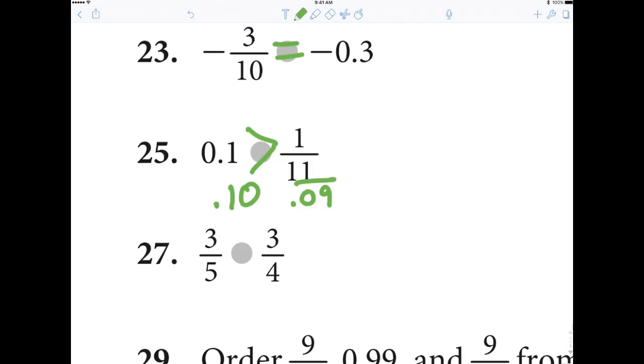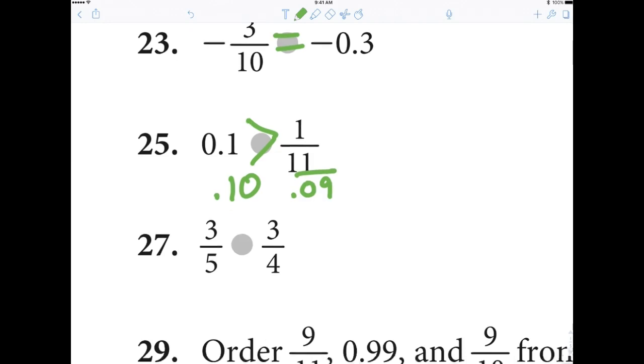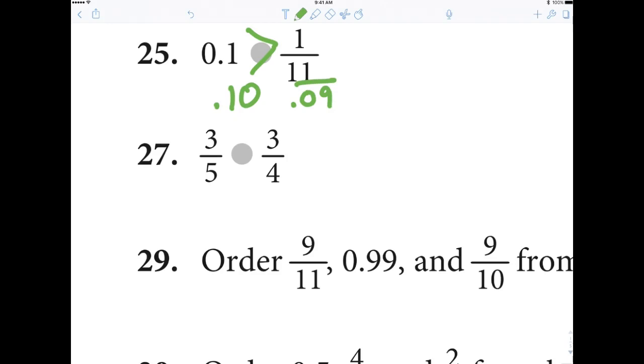Look back at the notes and see. I don't want you dividing twice. You're doing as fast as you can. All right? Now, we already talked about 3/5. 3/5 was the same as 0.6, and 3/4 was the same as 0.75, so I know that 3/5 is less than 3/4. Everybody pretty good with that?